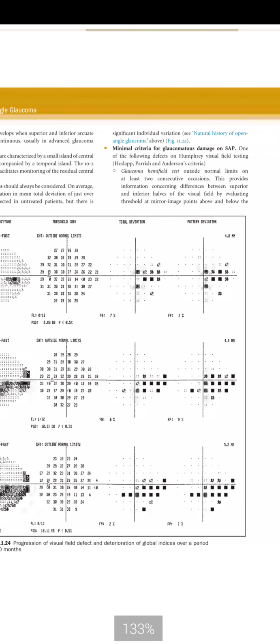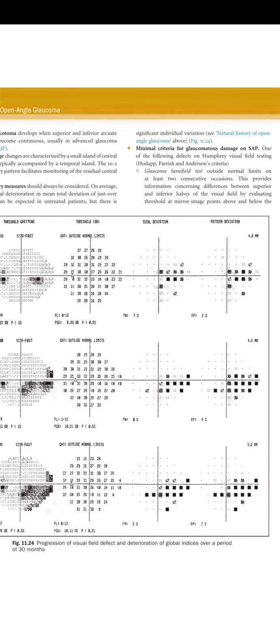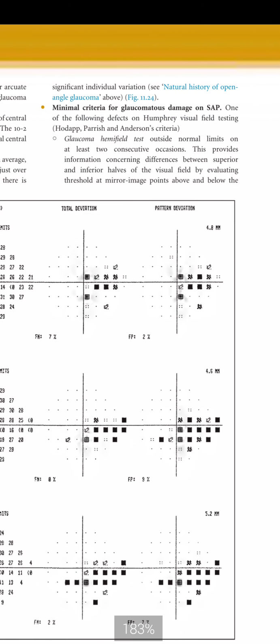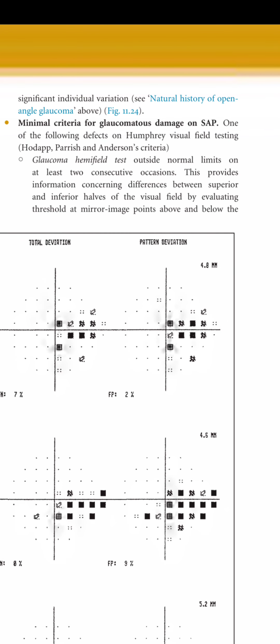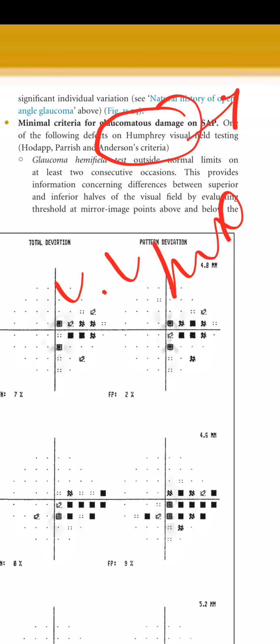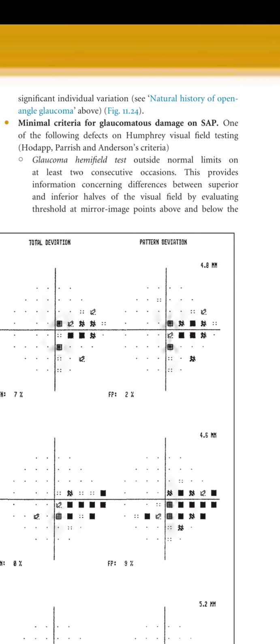So next are the minimal criteria for glaucomatous damage on static automated perimetry. One of the following defects on the Humphrey visual field testing: the Hodapp, Parrish and Anderson criteria. Very important, very important, very important. Why? Because it is usually asked in the exams, and it is a very important viva question as well. So remember that these criteria are based on two of the fields that you make the patient do, one on one occasion and another on the follow-up visit.